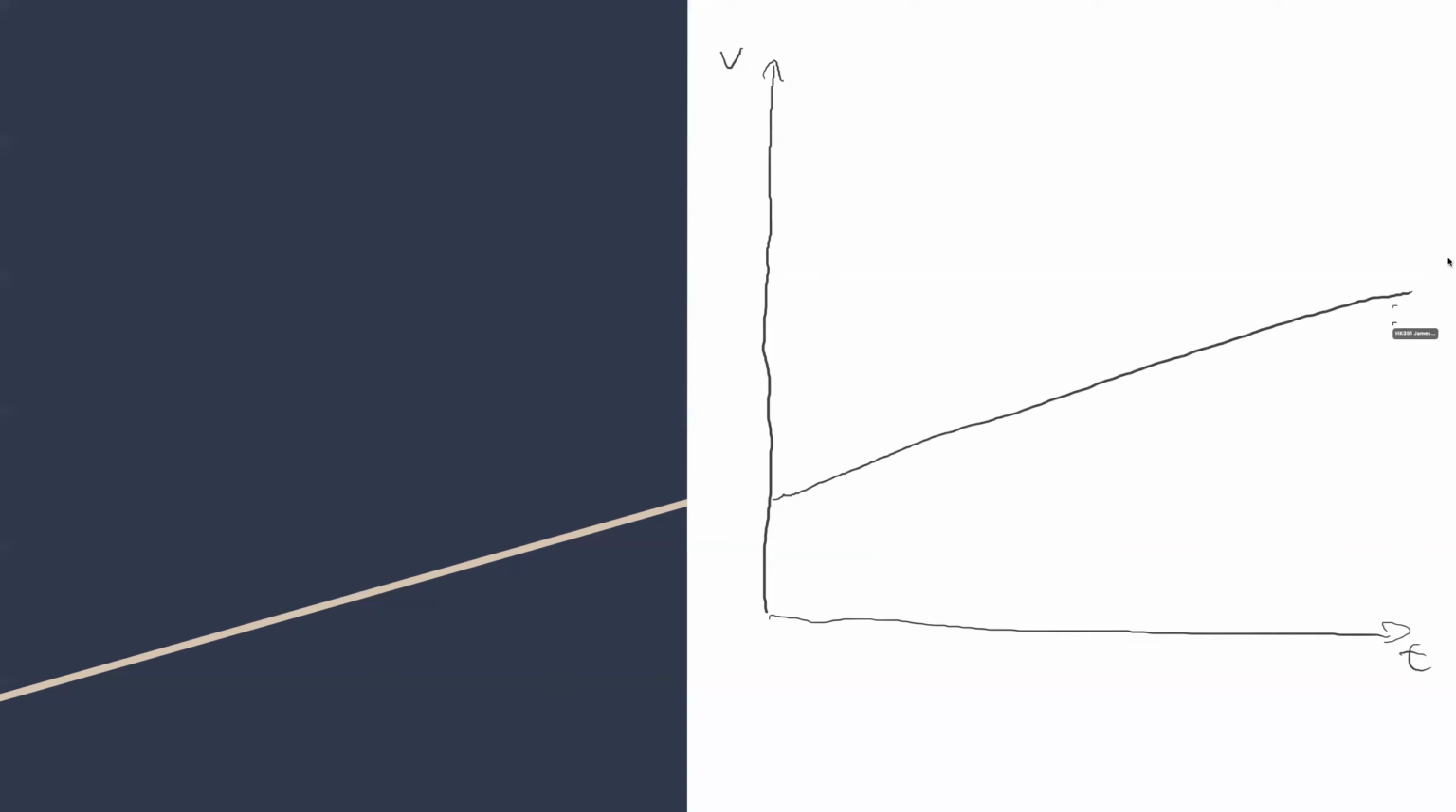When we're talking about Suvat equations, all of these equations are actually derived from these areas and slopes. For example, let's look at the VT graph. If we draw a straight line from here to here, let's say we call this point T. We call this point U, which is the initial velocity. This is the final velocity V. Sorry, actually, I'll redraw this diagram.